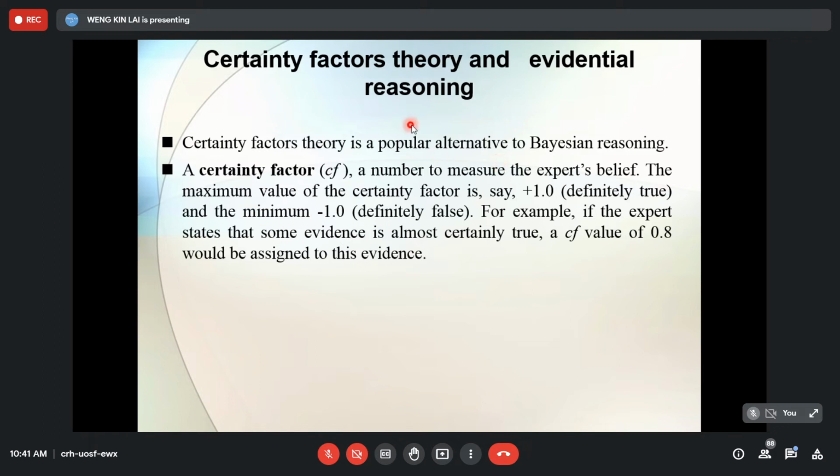What is it? The first part is your certainty factors, represented by the letters CF. What is that? It is a number to measure the expert's belief. It says how strongly the expert believes this to be true. So I want to measure your belief in a certain event. The maximum value of the certainty factor is 1.0. Of course, you can change this value to something else, but for simplicity, we always use +1. So +1 represents definitely true. And then the minimum, the smallest value, is no longer 0, but -1. -1 represents definitely false.